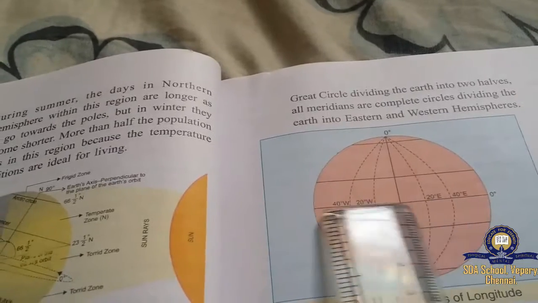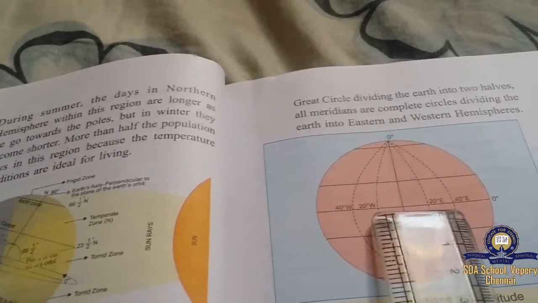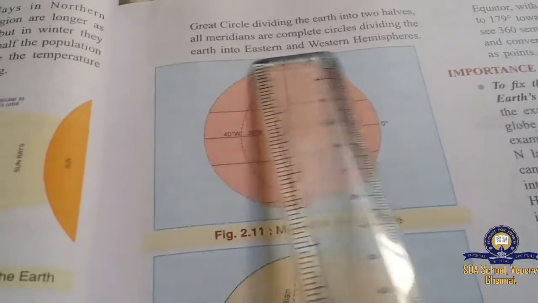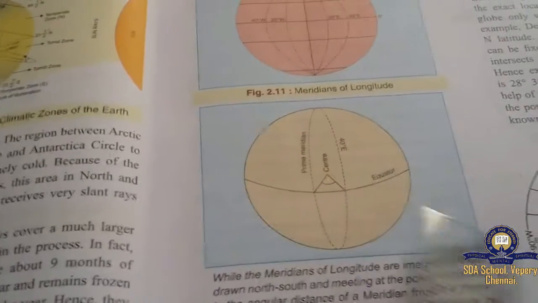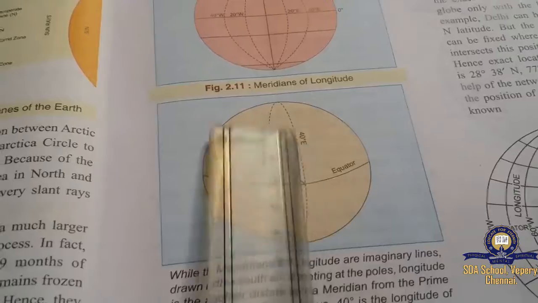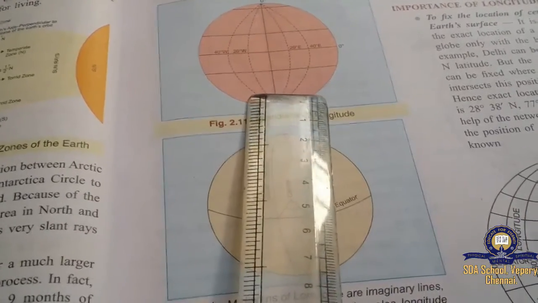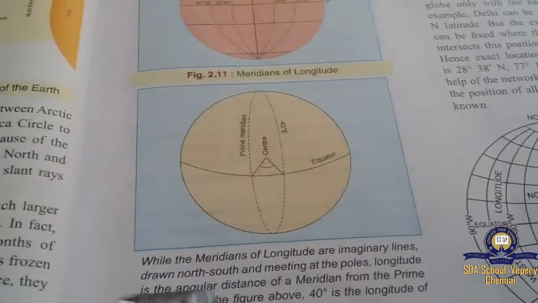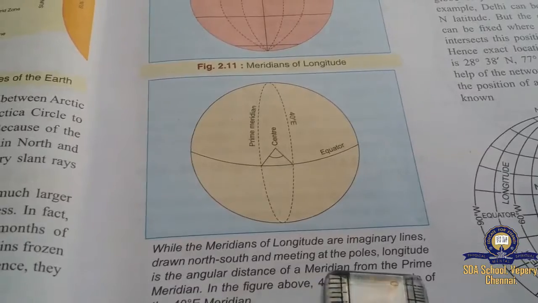So this is the biggest circle in the latitude, whereas in the longitude all meridians are complete circles dividing the earth into eastern and western hemisphere. Now you understood? Yes. While the meridians of the longitude are imaginary lines. See children, this is not a drawn line on the earth. Just for our understanding we are drawing lines and telling this. Now, drawn north and south meeting at the poles.